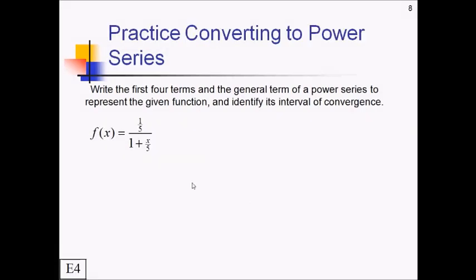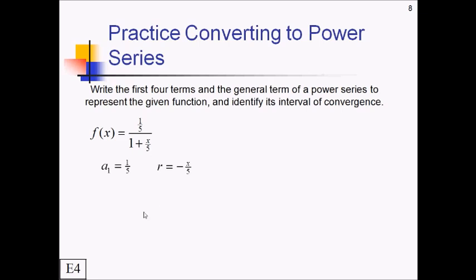Just for practice, we'll do one more of these. Pause the video and see if you can convert this into 4 terms and a general term with interval of convergence. All right, so we have an a1 value of 1/5. Our r value is going to now be -x/5 because it's really 1 minus r here.